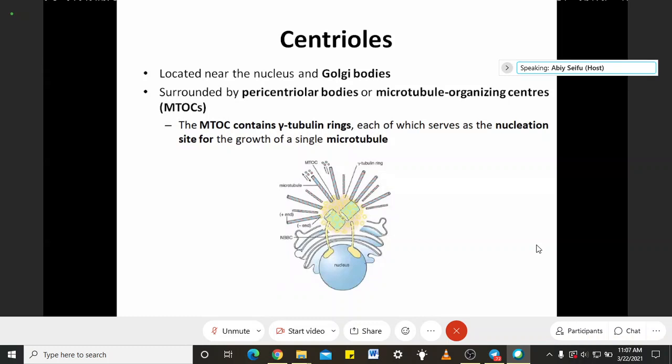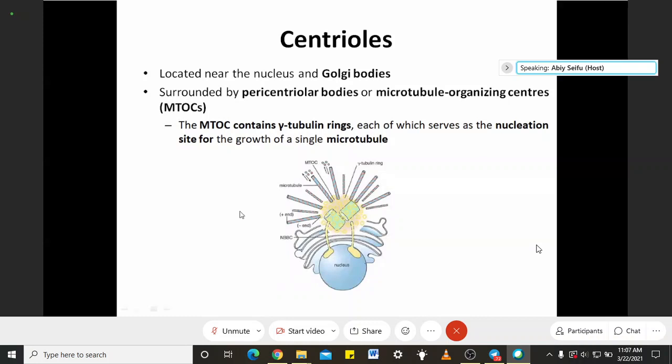Those tubulins which are making microtubule, we say have alpha and beta tubulins. But the tubulins that are surrounding centrioles are gamma. So here we have gamma tubulin as rings around the centrioles, forming what is named as centrosomes. And these tubulins are important for initiation of polymerization of microtubules.